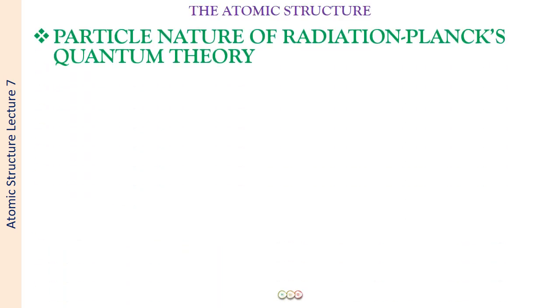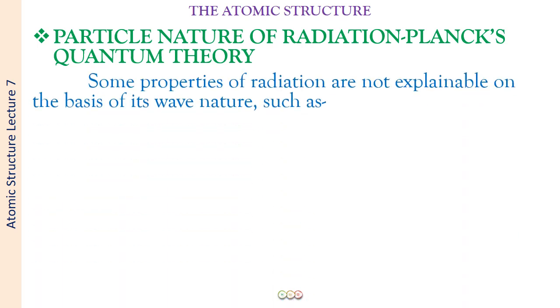So now in the last lecture, we had discussed the theory given by Maxwell, the electromagnetic wave theory, which basically explained the wave nature of the electromagnetic radiation. Now the wave nature of the electromagnetic radiation could explain some experimental phenomena like diffraction and interference, which we already studied in the last lecture, but it could not explain some of the properties of radiations, such as blackbody radiation, which was basically the nature of emission of radiation from hot bodies.